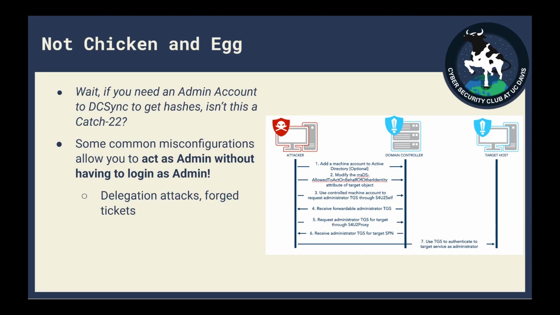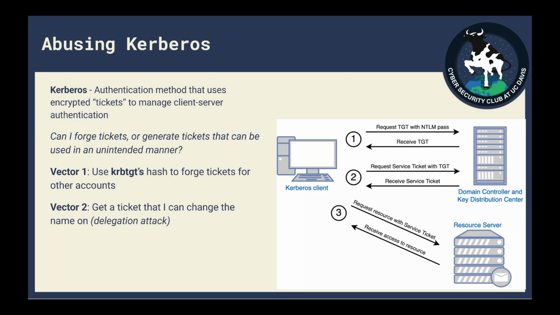So there are, as usual, similar with linpeas and all the Linux stuff, vulnerabilities in Active Directory that allow you to act as administrator without having to log into admin. So Kerberos, we talked about it. The way it works is you ask the domain controller for tickets, and then it hands out tickets. Using those tickets, you're able to have other privileges.